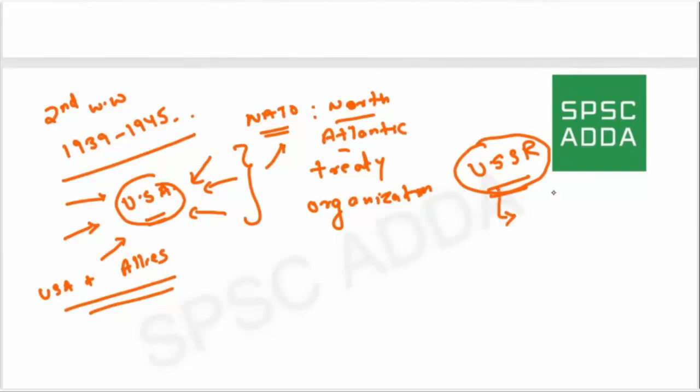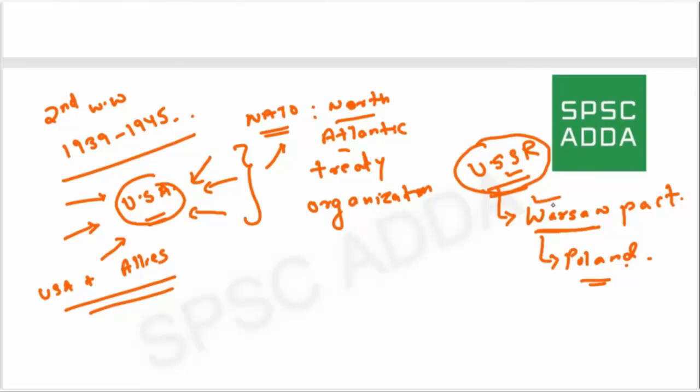Soviet Union is the other name given to the USSR. What was the organization they formed? It was the Warsaw Pact. Now, where is this Warsaw? It is in Poland. Basically all those friends of the USSR met in Warsaw, Poland, and signed an agreement. All those countries who were supporting the USSR at that time came to Warsaw and signed an agreement called the Warsaw Pact.